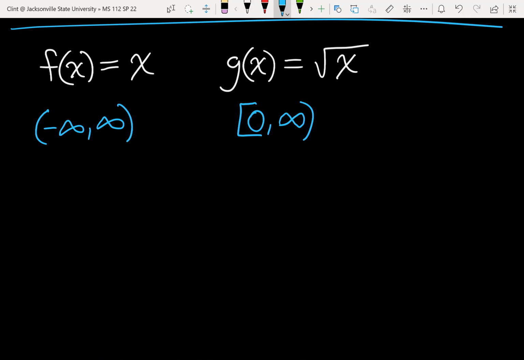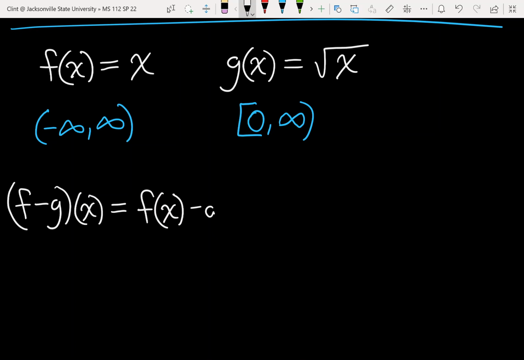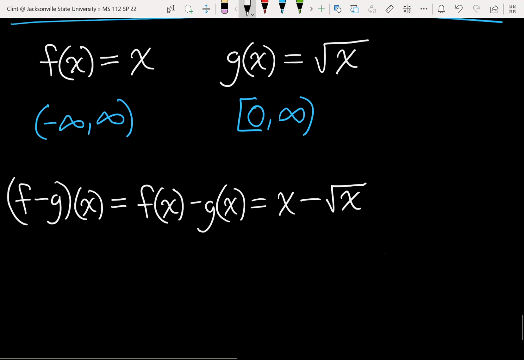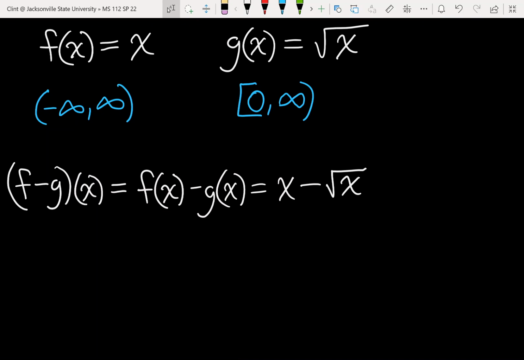So now let's work with these. Okay. So let's do f plus g of x. Well, let's do minus, because we did plus last time, so we'll do minus on this one. So that's supposed to be f of x minus g of x. So that's x minus g of x is square root of x. And we don't have any like terms to combine here or anything, so that's our finished product. There. We're done with the function part.